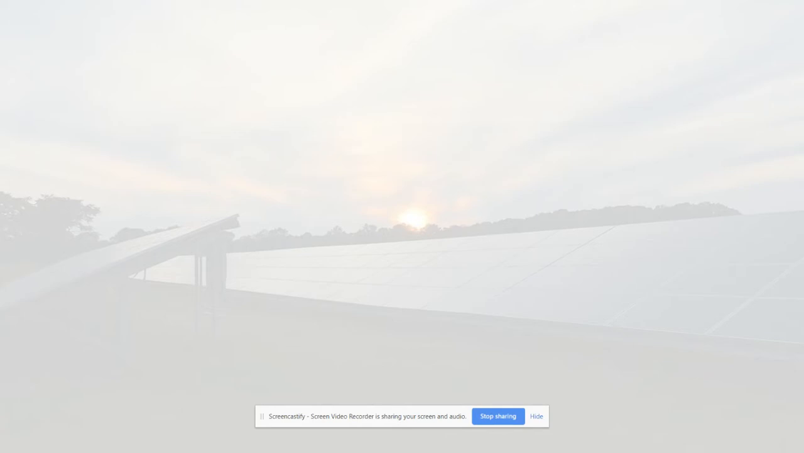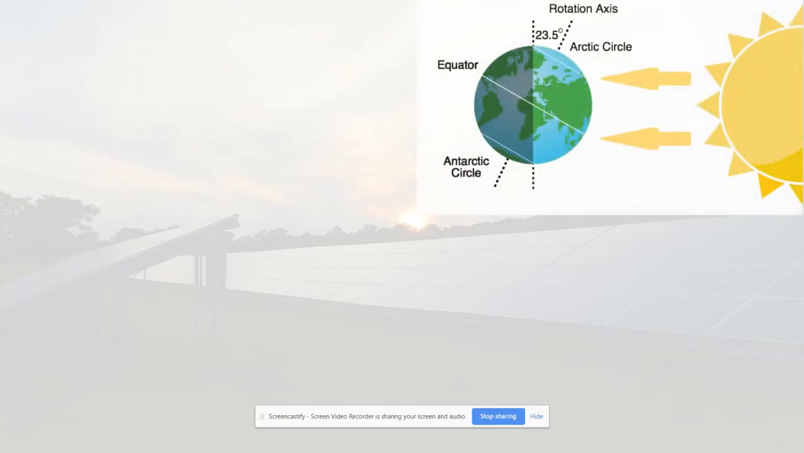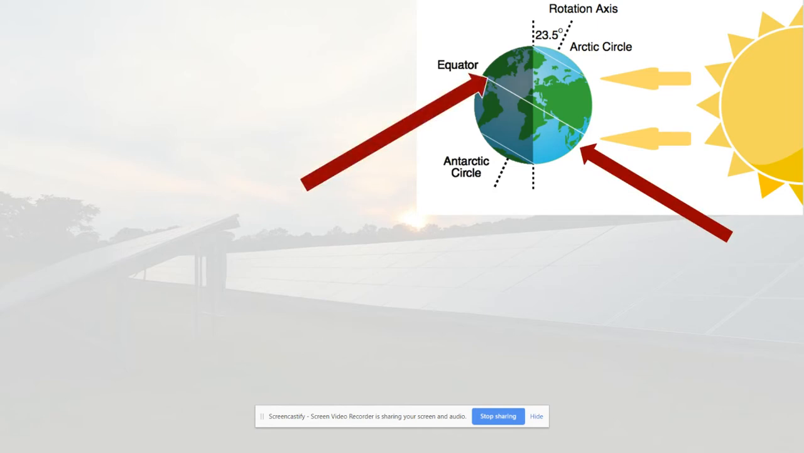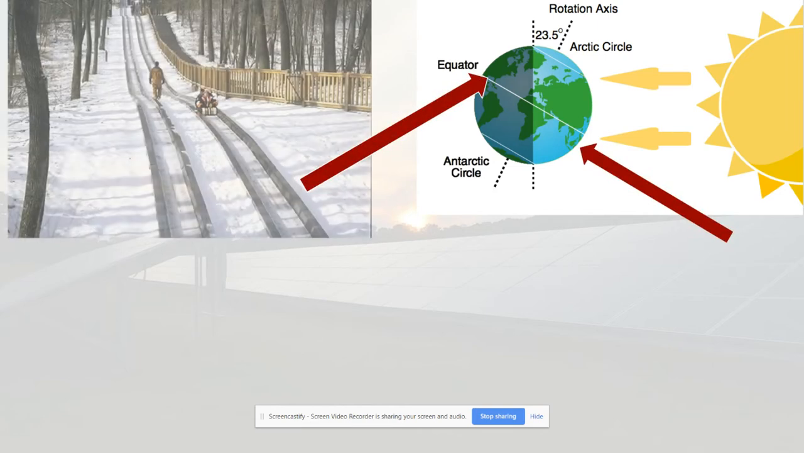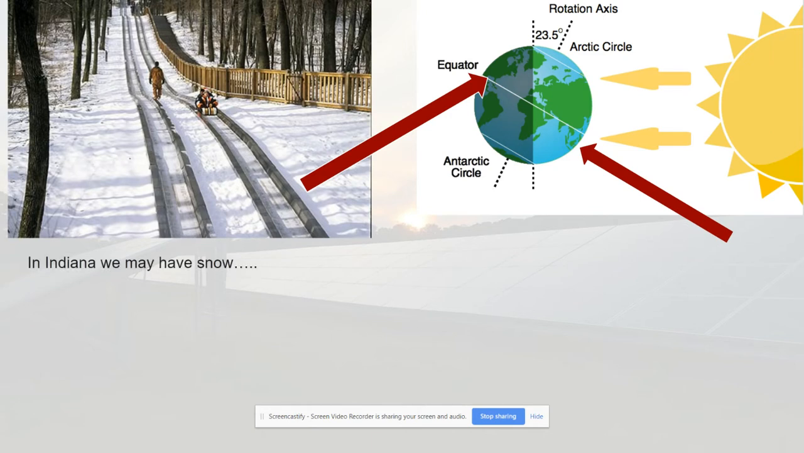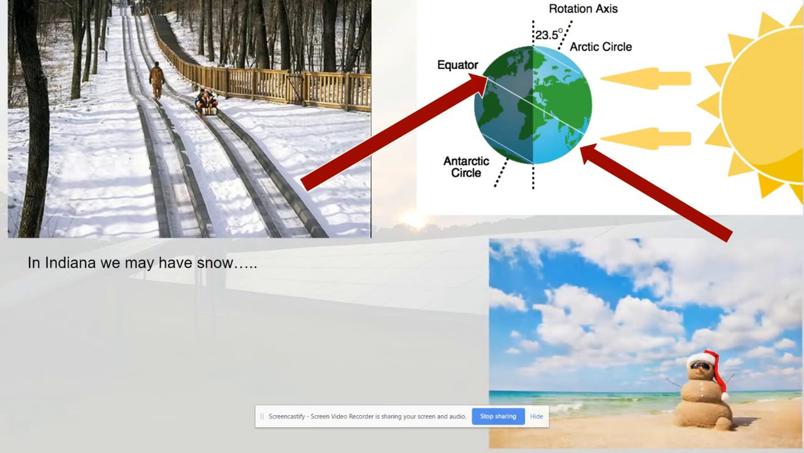Seasonal differences in weather are an important result of Earth's movement. As the planet moves, we experience changes in the amount of energy we receive from the sun. Depending on the Earth's movement, in Indiana, we may have snow. But in Australia, it is warm.